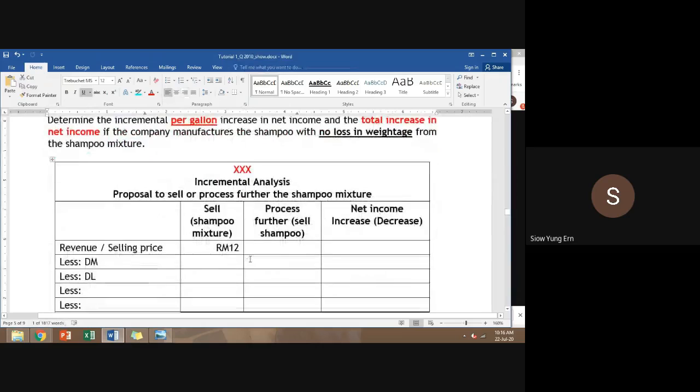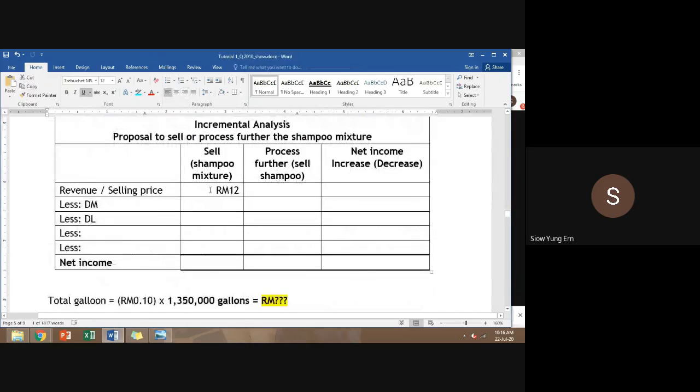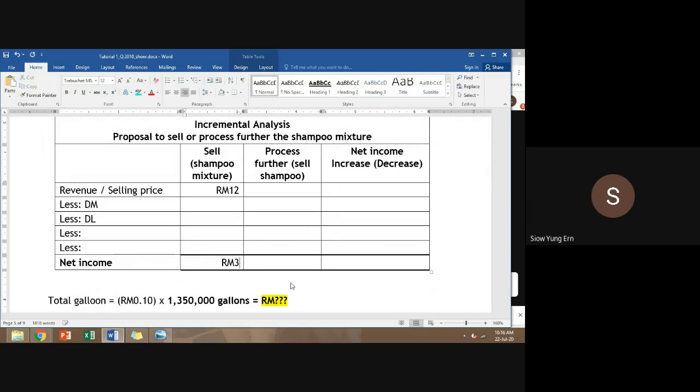So to get your net income, class, you just take your selling price and then less all of your manufacturing costs, you will get your net income. Kawei, what do you get for net income? Correct, 3 ringgit. RM 3 ringgit.